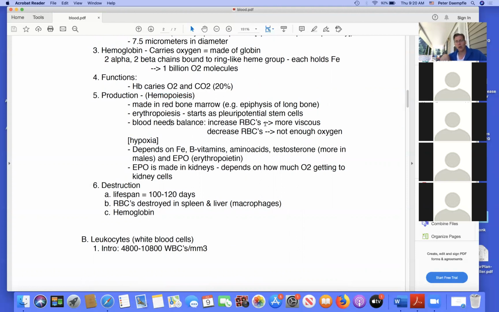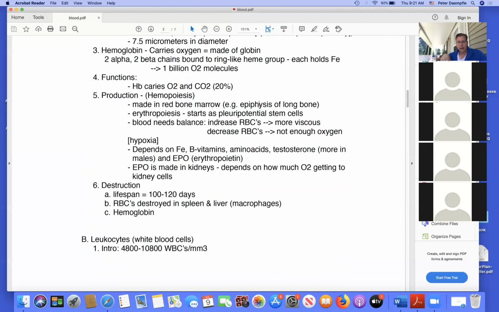So the red marrow, often in the epiphyses of long bones, carries out hemopoiesis. And it starts in something called pluripotential stem cells. You don't have to go crazy with that word. Stem cell research is a big area of research. It basically is like embryonic type cells that become anything you want them to be. Pluripotential stem cells become, in the red marrow, different types of blood cells. In this case, red blood cells.